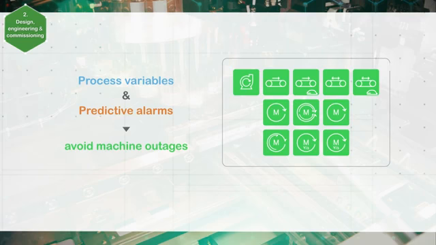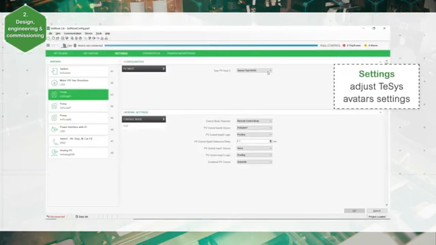Application and load avatars introduce process variables and predictive alarms. They contribute to avoid machine outage. Let's focus on this pump avatar. Here, to avoid pump damage, we define the analog value from a flow meter as a process variable input.